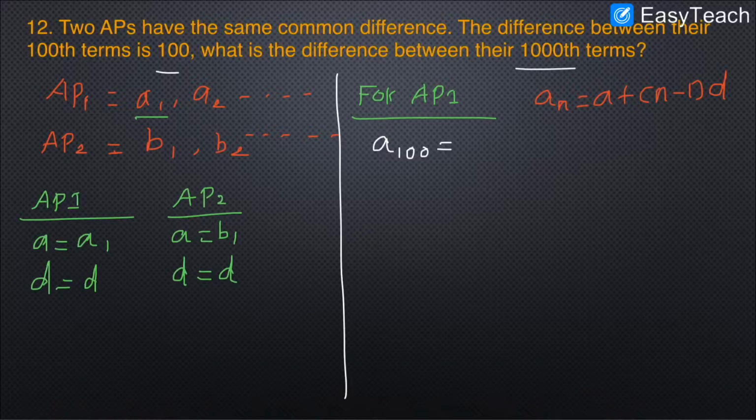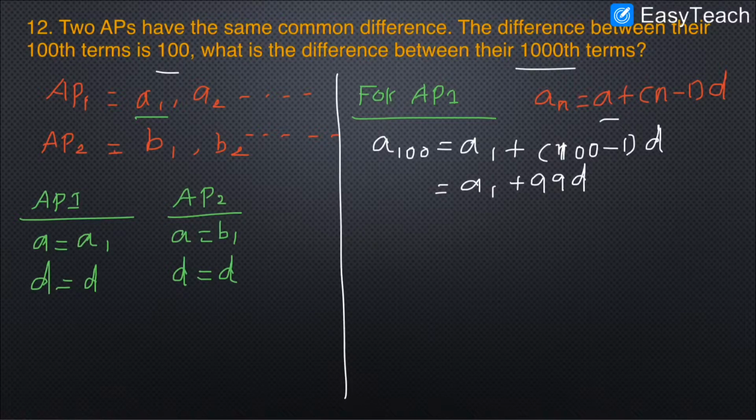So for the 100th term, A100 equals A, and for A we know it is A1, plus, for n it is 100 minus 1 into D. So A1 plus 99D. This is the value of the 100th term. Let me mark this as our first equation.